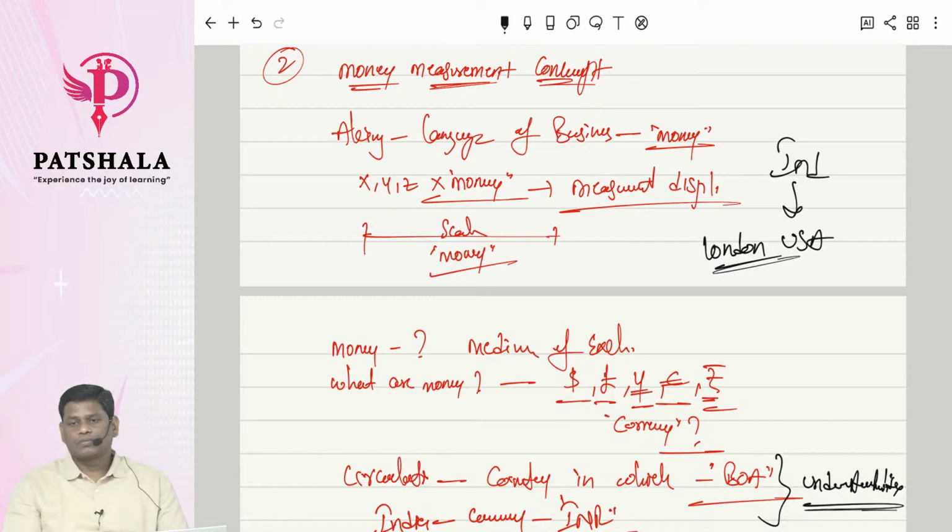Next point. There are various different types of currencies, but we should use only the currency of the ruling country, that is, the currency which is in circulation in which books of accounts are maintained.